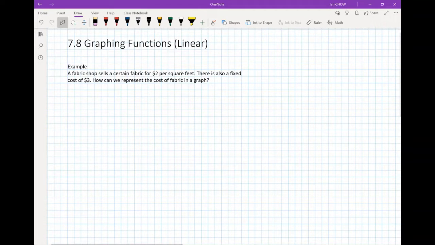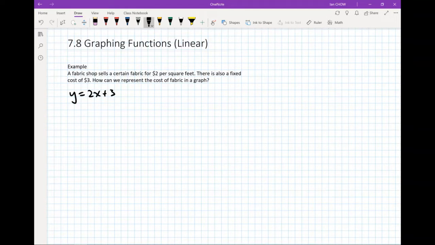A fabric shop sells a certain fabric for $2 per square feet, and there is also a fixed cost of $3 no matter how much of the fabric you get. How can we represent the cost of the fabric in a graph? Now, this is actually a linear function. We can represent this situation by the function y is equal to 2x plus 3. Now, why is it 2x plus 3? Because it is $2 per square feet.